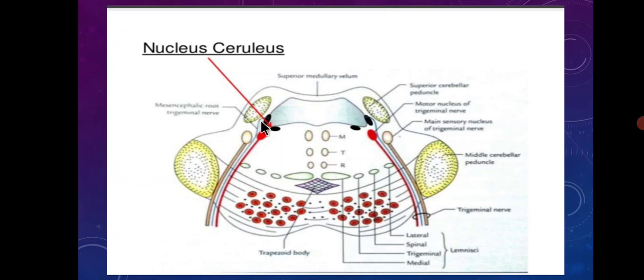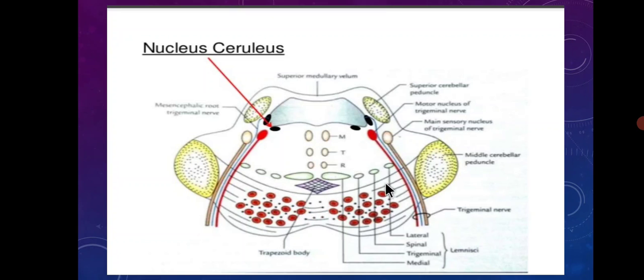Then this is the principal or main sensory nucleus of the trigeminal nerve, situated lateral to the motor nucleus. Caudally it is continuous with the spinal tract of the trigeminal nerve, and rostrally with the mesencephalic nucleus of the trigeminal nerve. You can see this is the locus coeruleus, that is nucleus pigmentosus pontis, extending from the lower part of the midbrain to this level.